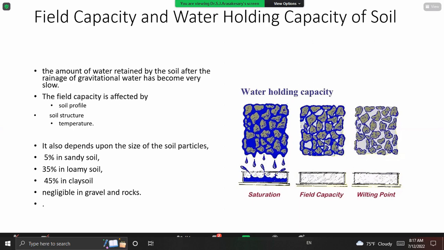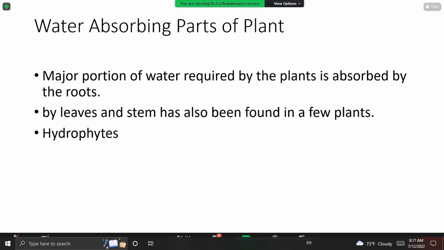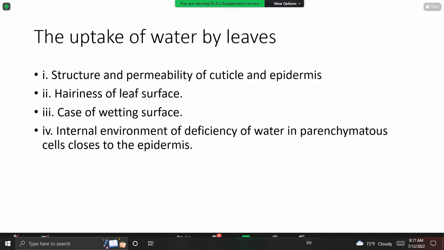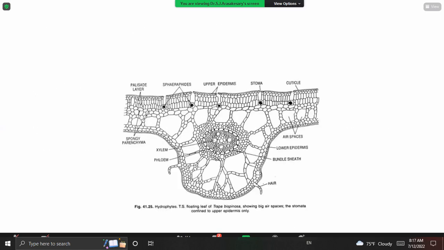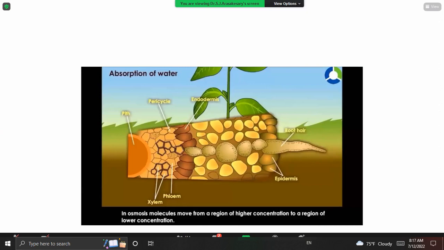Then water absorbing parts of the plants. What are the parts that absorb water in the plants? Root, leaves, and stems. Okay, I have given you a special structure of the hydrophyte leaf, which allows the water from the epidermis or cuticle to the inner part. And special roots are sometimes available in aerial plants, called velamen, which has thin walled parenchyma cells. So this is how the water enters.